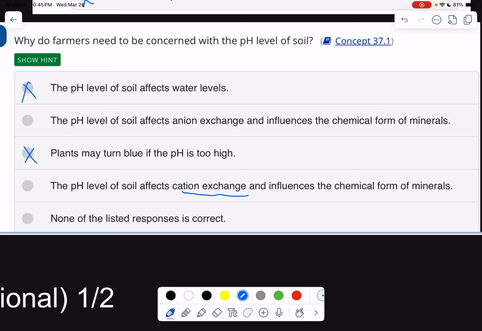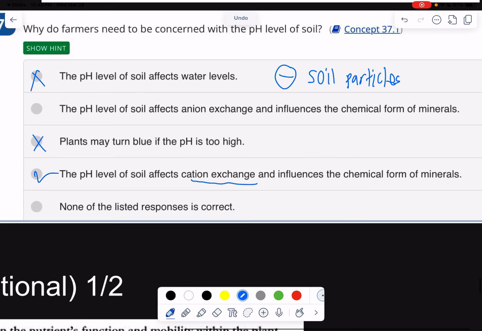Remember, anion exchange is not possible because soil particles are negatively charged. Soil particles are negatively charged. So therefore, it must be cation exchange.